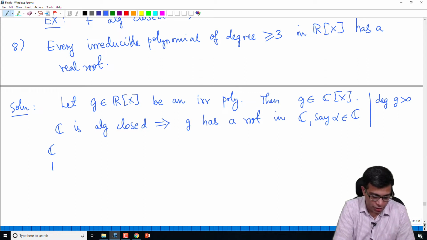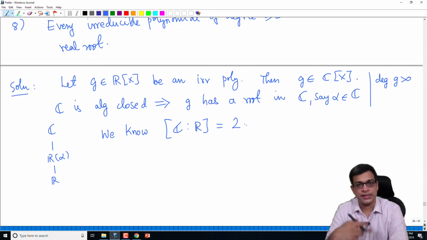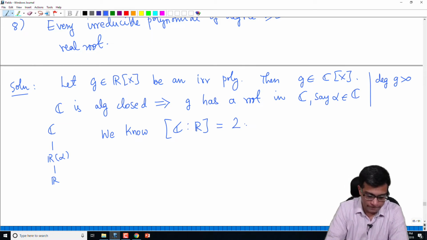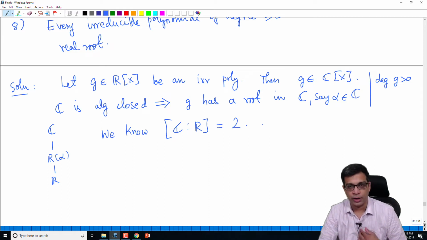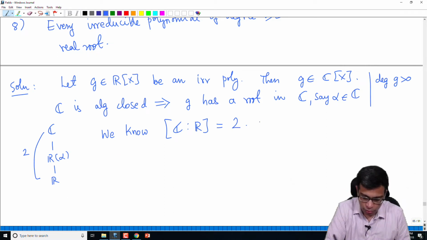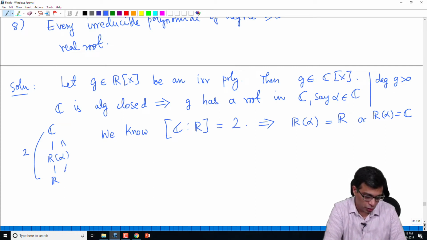Now look at the field extension C, R(alpha), and R. Note that we know the degree of the extension of C over R is 2. This is one of the examples I gave when I defined degree of field extensions. 1, i is a basis of this. So remember an exercise that I did in the last video. Of course, that exercise is not needed here, but it's a good chance for me to recall it. If you have an extension of prime degree, there are no proper intermediate fields. So R(alpha) is equal to R or R(alpha) is equal to C. This is either equal to this or equal to this.